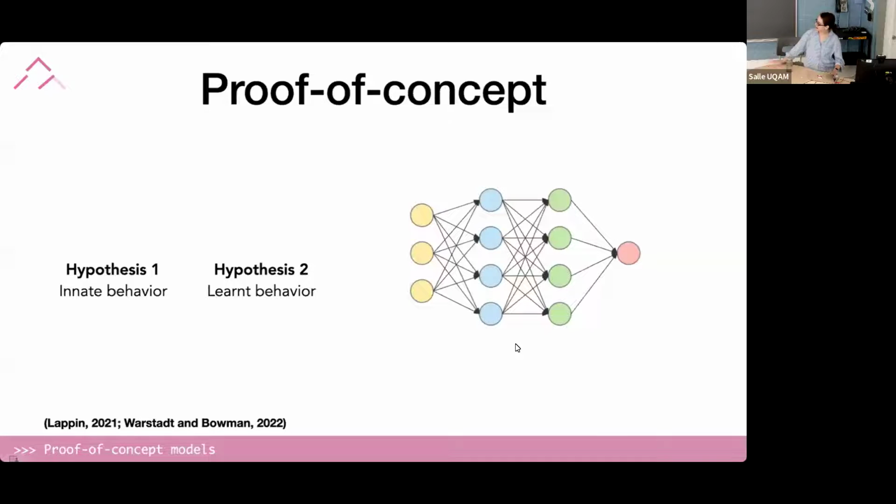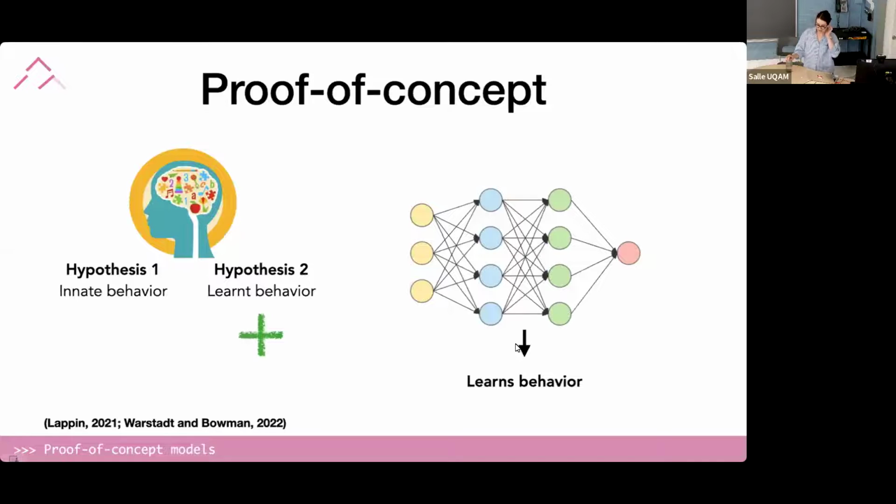Now, if we have a model that we can argue has a learning environment that is either the same or somehow inferior to the one that humans have, and that the model can still learn this behavior, then we have proof of concept evidence in favor of the learned hypothesis.